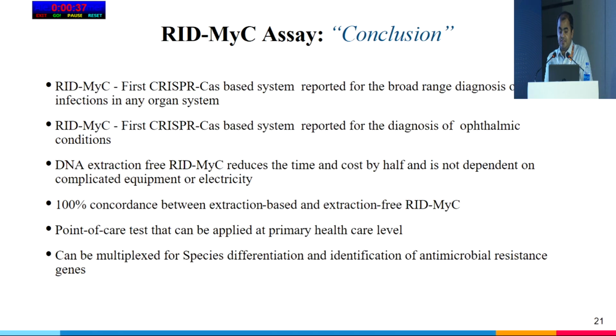To conclude, this is the first CRISPR-based system reported for the broad-range diagnosis of fungal infections in any organ system. It is the first CRISPR-based system for the diagnosis of any ophthalmic condition. DNA extraction-free RHYTHMIC reduces the time and cost by half and is not dependent on complicated equipment or electricity. It is a point-of-care test that can be applied at the primary healthcare level. We are now in the process of multiplexing it for species differentiation and also for the identification of antimicrobial resistance genes. Thank you.